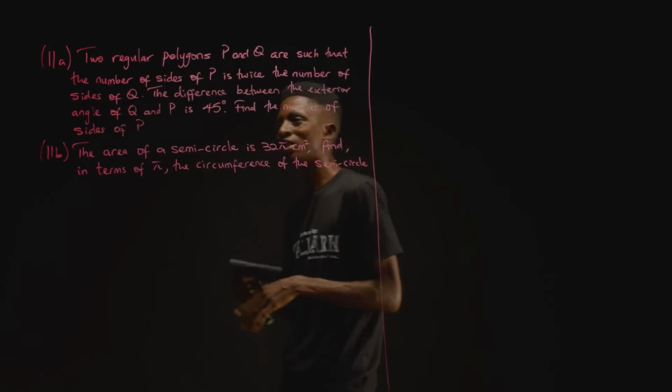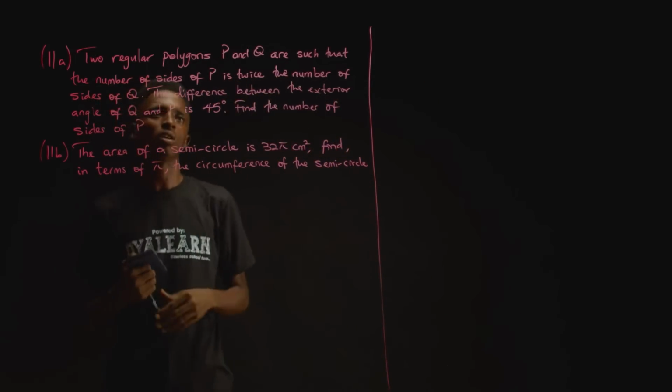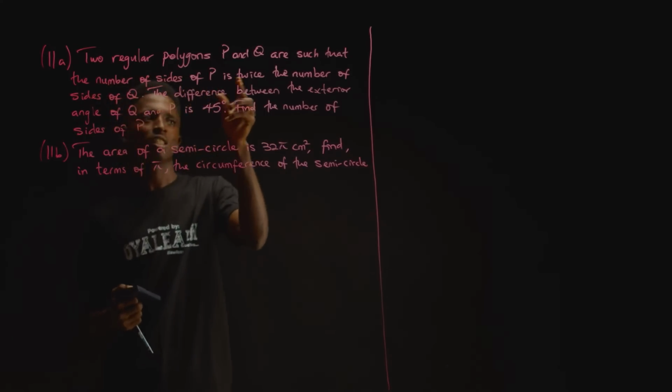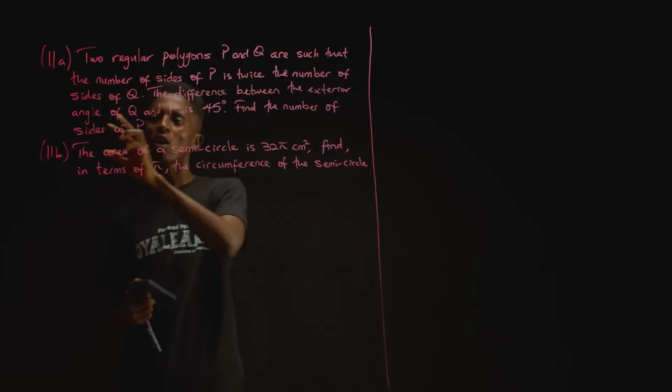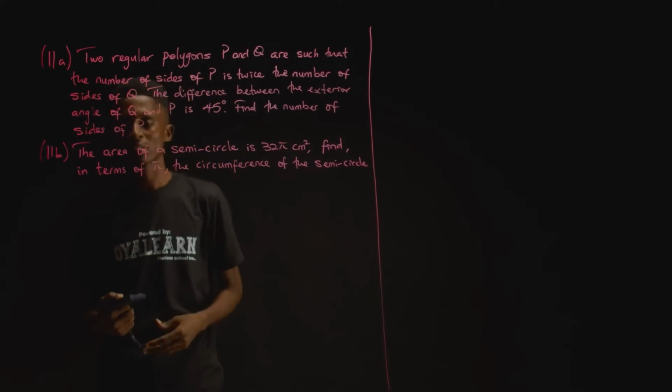Now let us solve question 11. The A part says 2 regular polygons P and Q are such that the number of sides of P is twice the number of sides of Q. The difference between the exterior angle of Q and P is 45 degrees. Find the number of sides of P.